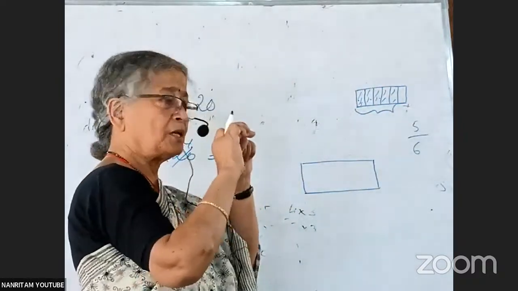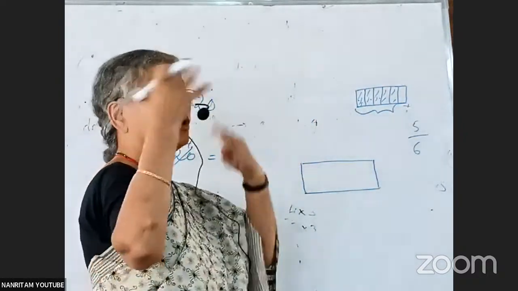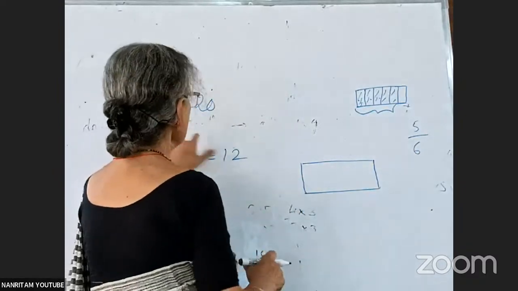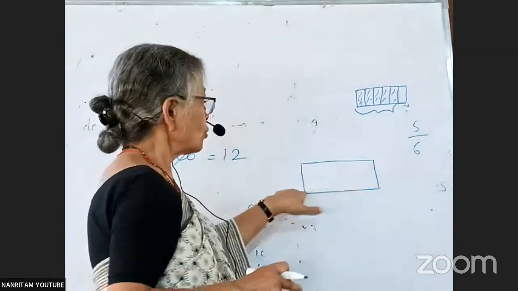For the bar, the picture. First, they all need to draw it. So for this one, our 20 is the whole. What is this whole?